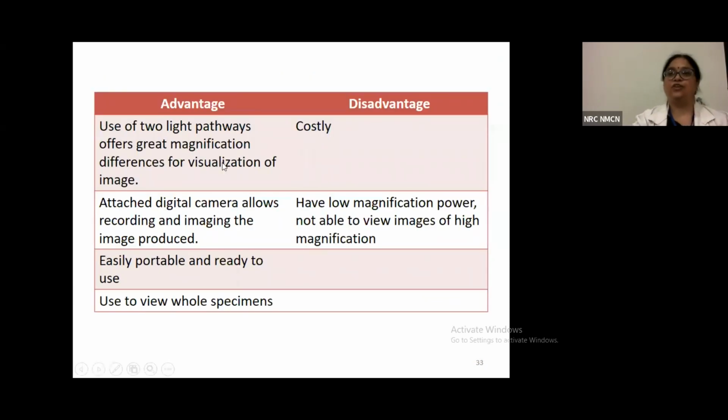What is the advantage of this stereo microscope or the dissecting microscope? It uses two light pathways. We can think of it as composed of two monocular compound microscopes. So it uses two light pathways, which offers a great magnification for the visualization of the image. It is easily portable and is ready to use, and we can view the specimen as a whole.